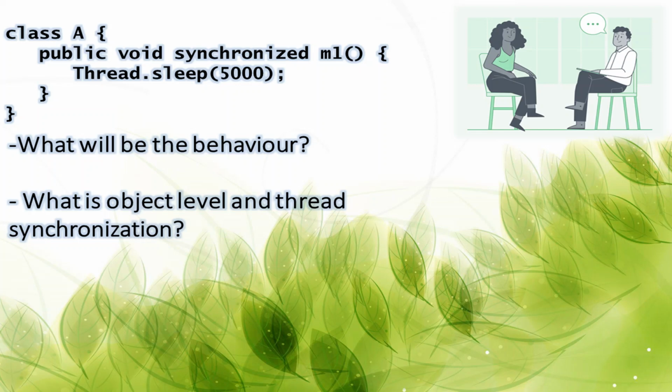Let's say thread 1 reaches the method first and starts executing it, and there's a Thread.sleep for 5 seconds inside the method. So does the second thread have to wait for 5 seconds till the first thread finishes its execution? Yes, it will wait because it's a synchronized method, so it has to wait for 5 seconds, and after that it will execute.